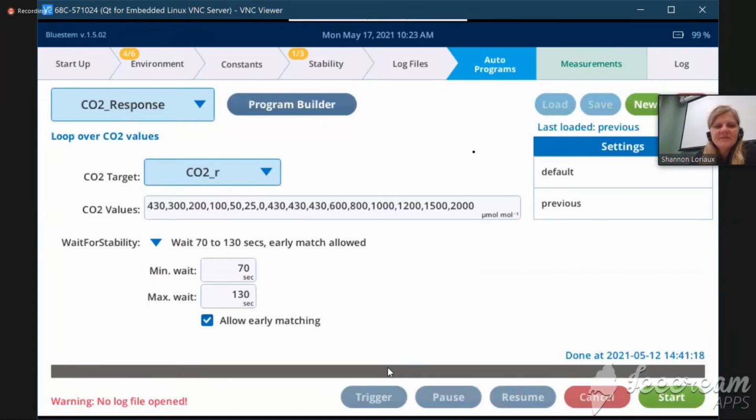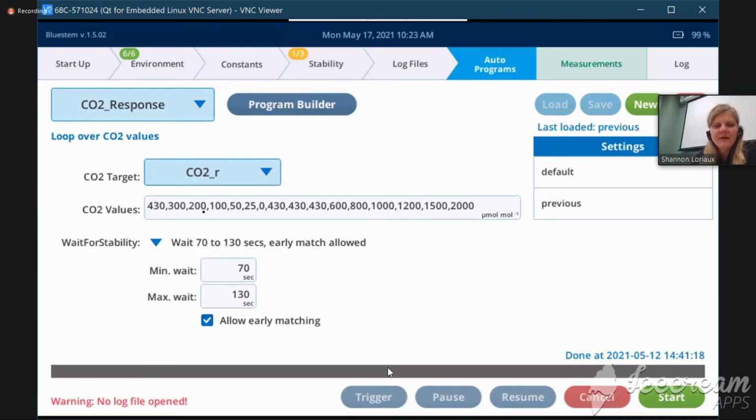The Auto Programs tab allows you to set up the instrument to log data automatically for you. So you can see on my screen right now, the last thing I did was the CO2 response curve. And you can see how it was set up. I was controlling my reference CO2, and I started around ambient CO2. I went down to 0, went back to ambient and stayed there for a little while. And then I went to high CO2.